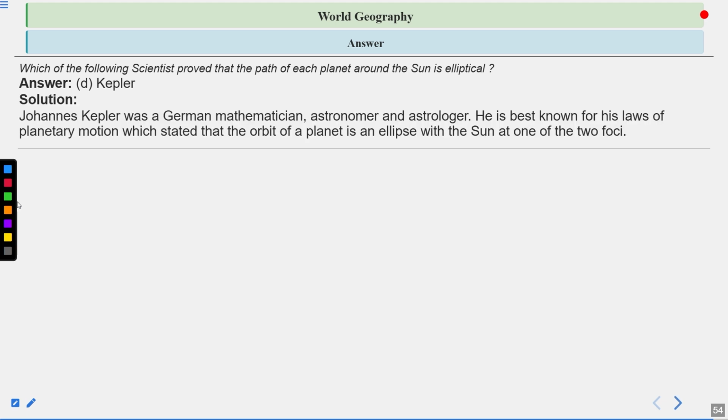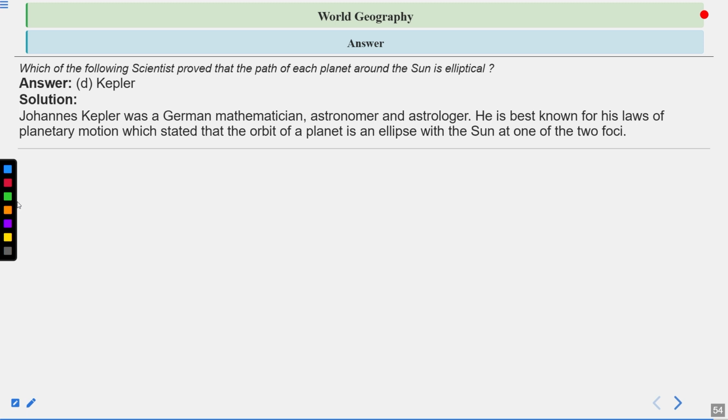So Johannes Kepler was a German mathematician, astronomer, and astrologer. He is best known for his laws of planetary motion, which stated that the orbit of a planet is an ellipse with the sun at one of the two foci. So correct answer is Kepler.